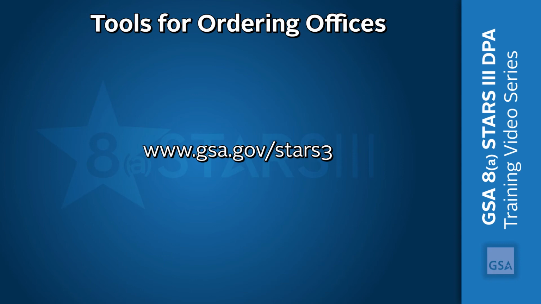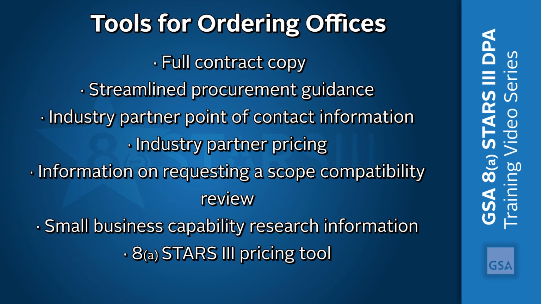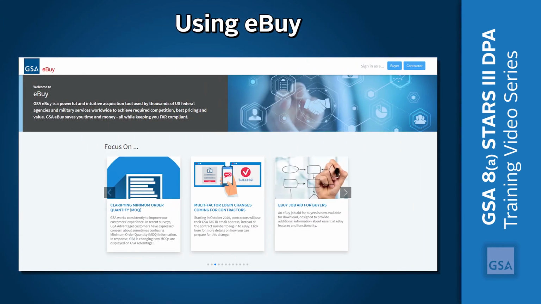Additional resources include full contract copy, streamlined procurement guidance, industry partner list with point of contact information, industry partner pricing, information on requesting a scope compatibility review, and small business capability research information. GSA has a variety of resources for helping the OCO order against a GWAC.